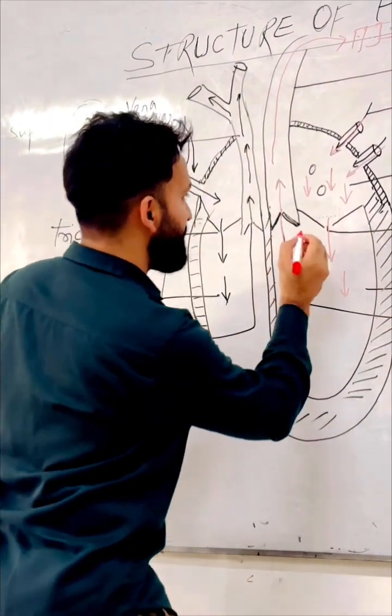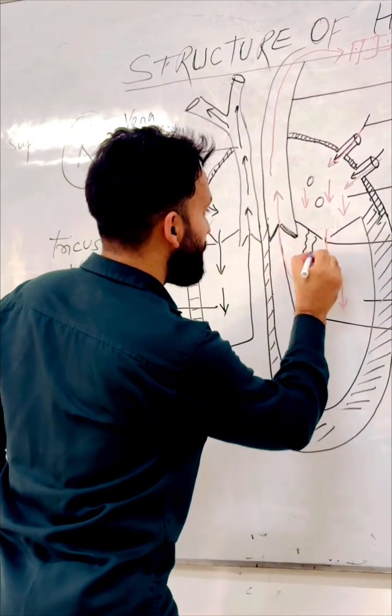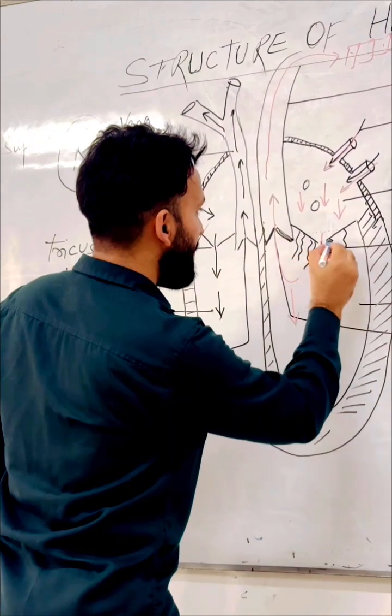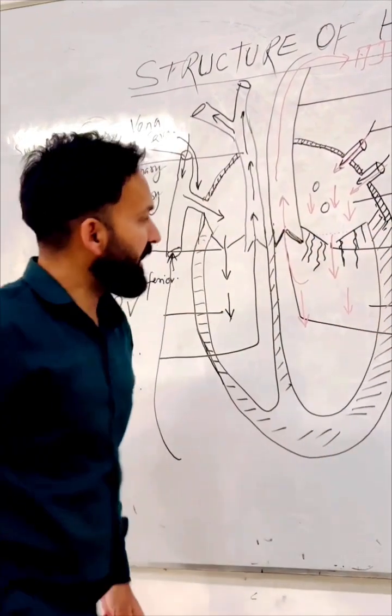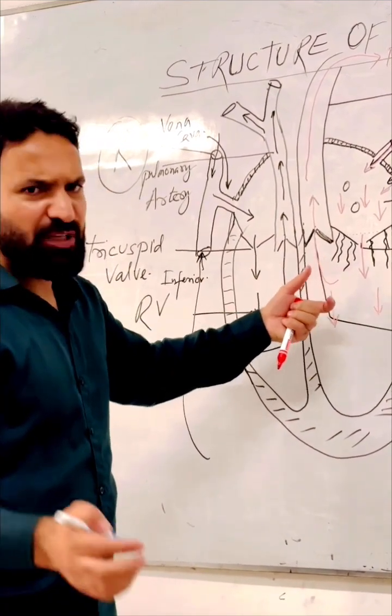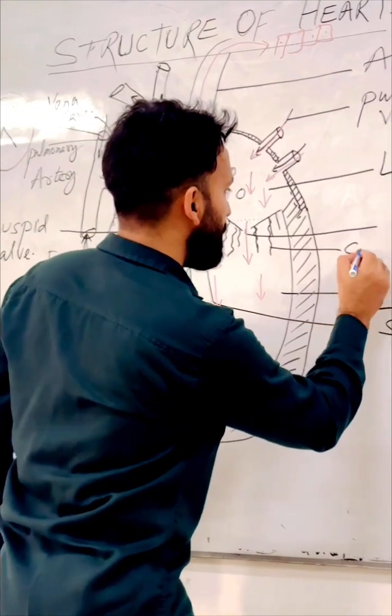But there are special structures for that. We have special structures, we call them tendons. We have cords of tendons here, right? So these are the tendons here, right? So these tendons or the cords of the tendons, we sometimes call them by the Latin name. We call them chordae tendineae.